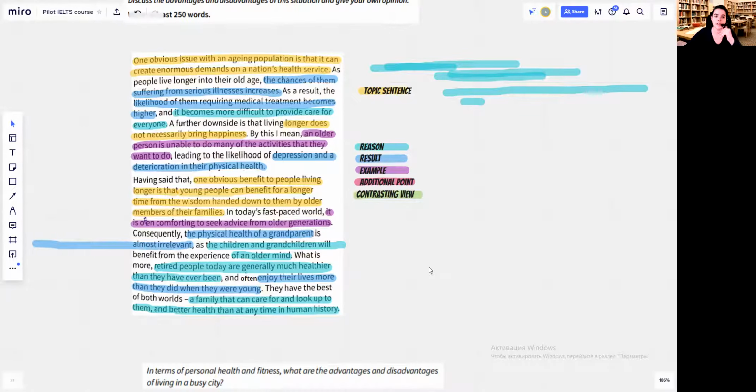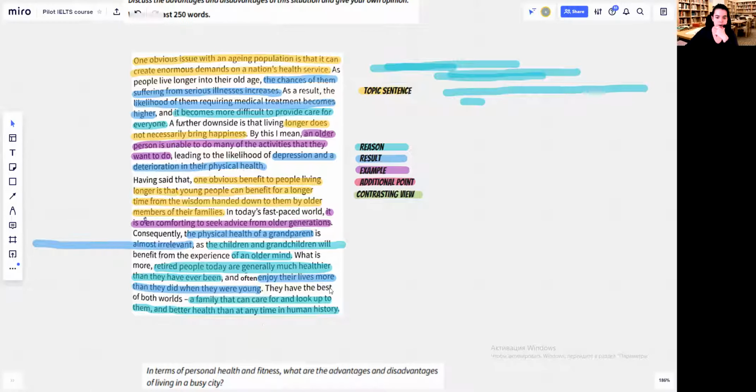And it is an additional point, but it's not pink here because I wanted to show the connection between retired people are healthier as a reason of them enjoying their life. So you could make this whole sentence pink, and that would be correct. I just wanted to show the reason-result connection. And they have the best of both worlds, a family that can take care for and look up to them, and better health than at any time in human history.